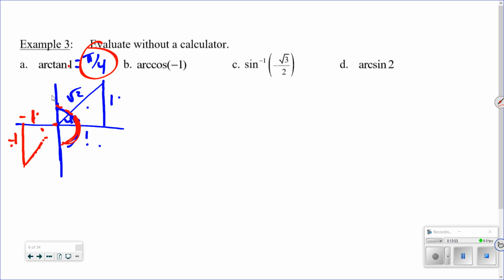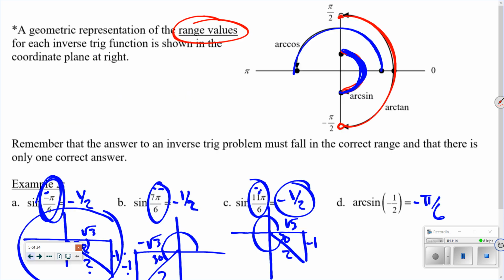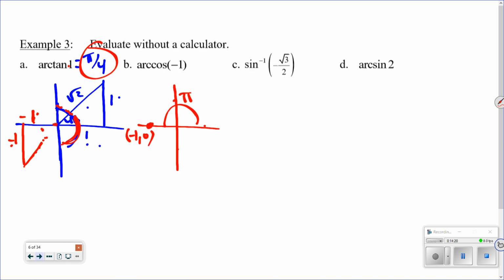Okay, let's do arc cosine of negative 1. This one's a little easier, because when you're asking when does a cosine equal negative 1, that has to be on the x or the y axis. Cosine is the x coordinate. The x coordinate is negative 1 right over here, right? That is negative 1, 0. So what's that angle? Pi. Does pi fall within our range of values? Look right there. Yes. Cosine goes from 0 to pi, and it includes pi. So there's my answer. The answer comes out to be pi.